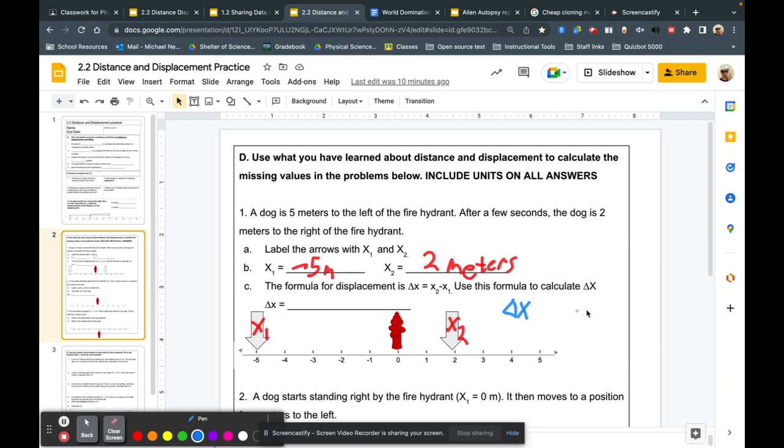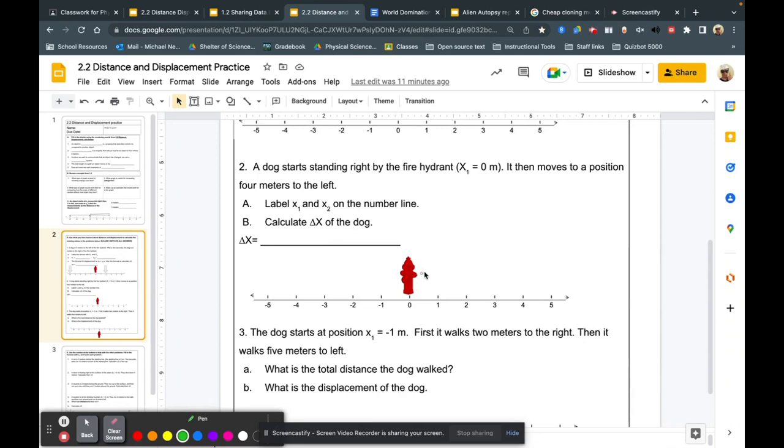then delta x, or my change in position, should be equal to x sub 2, which was 2 meters, minus whatever x sub 1 is. In this case, it's negative 5 meters. So my delta x is equal to 2 meters minus negative 5 meters. 2 minus negative 5 will give me a total of 7, so my displacement was 7 meters. To double check your answer, just count it up on the number line. I should be 7 meters in the positive direction from x sub 1 to x sub 2. 1, 2, 3, 4, 5, 6, 7. So my delta x was 7 meters in the positive direction.